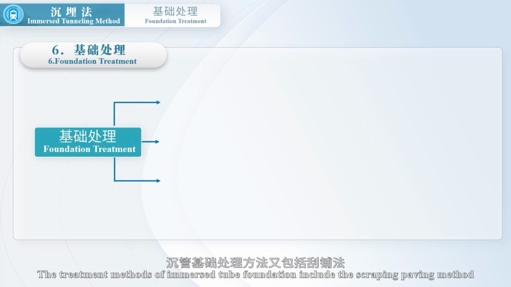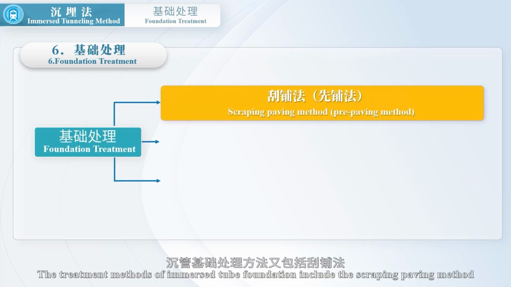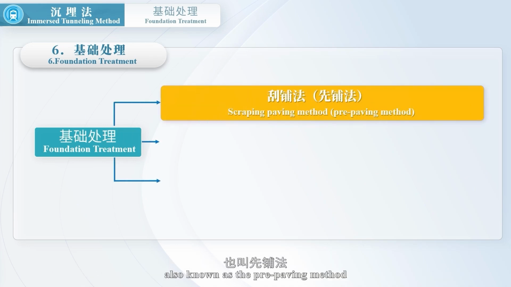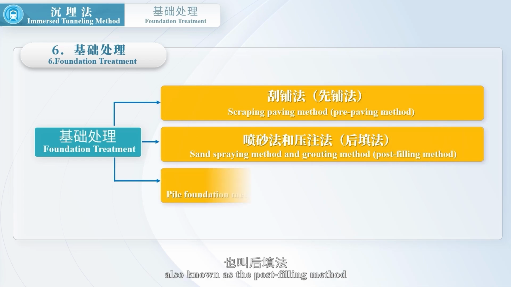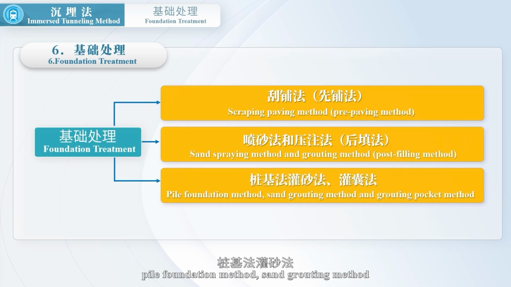The treatment methods of immersed tube foundation include the scraping paving method, also known as the pre-paving method, sand spraying method and pressure grouting method, also known as the post-filling method, pile foundation method, sand grouting method, and grouting pocket method.